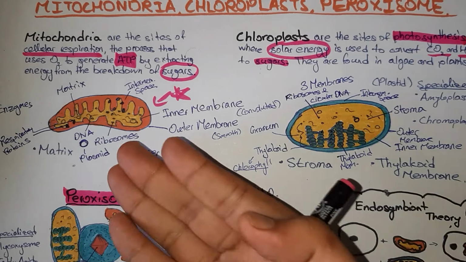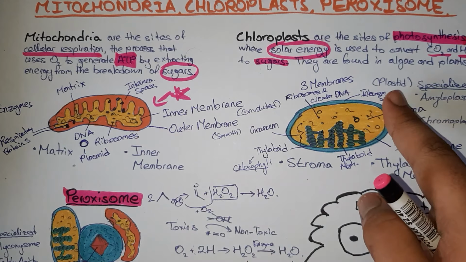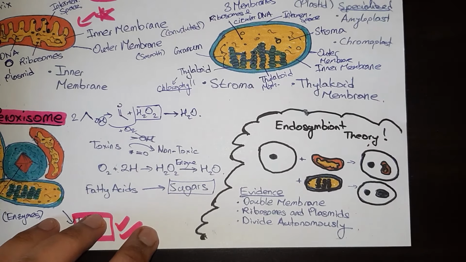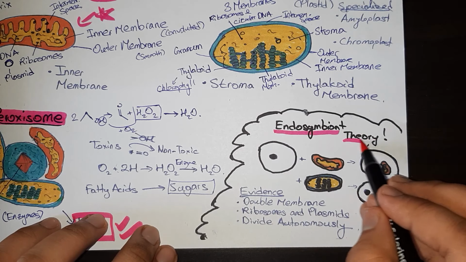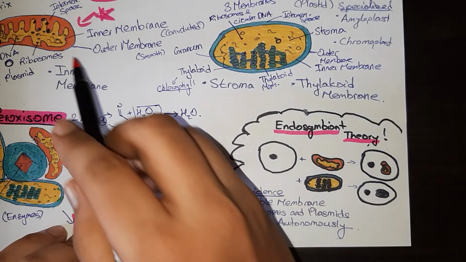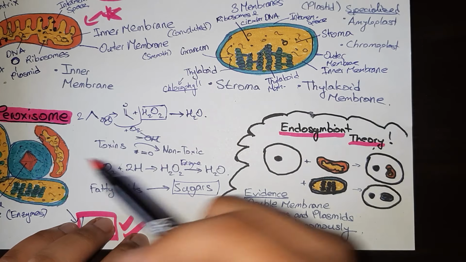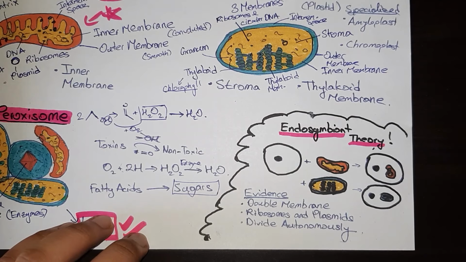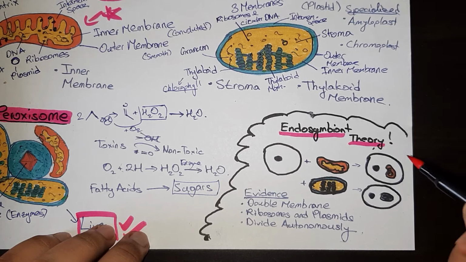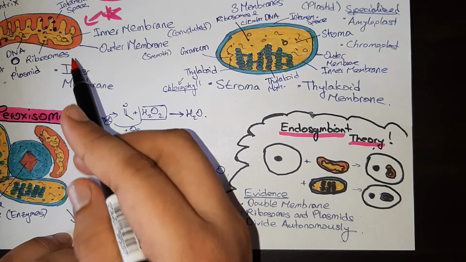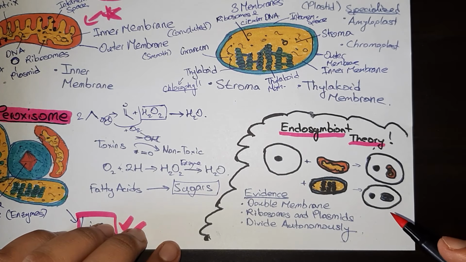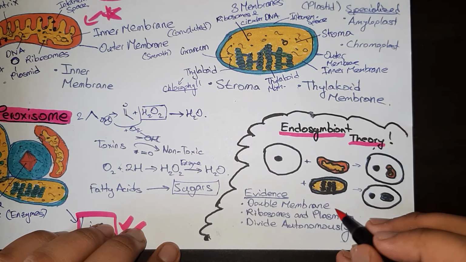So now we have looked at the structures of the mitochondria, chloroplasts and the peroxisome. Now let us look at the endosymbiont theory. This theory comes from scientists who questioned how these mitochondria, chloroplasts and peroxisomes came to be in eukaryotic cells. So the scientists looked at a few factors and the characteristics of these three organelles. Mainly they looked at the chloroplast and the mitochondria. So the first thing is that both of these organelles have a double membrane.